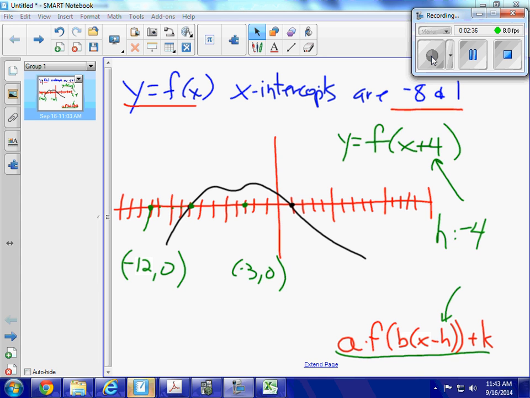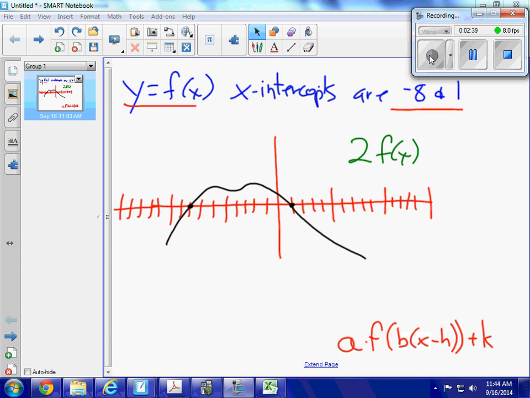Looking at a different part of the same problem, it's asking me, what are my x-intercepts for the function 2 f of x? Well, 2, I can see, is an a. It is outside of the function. If it's outside of the function, it affects the y values. So I want to take my y values and multiply them by 2. But these are x-intercepts.